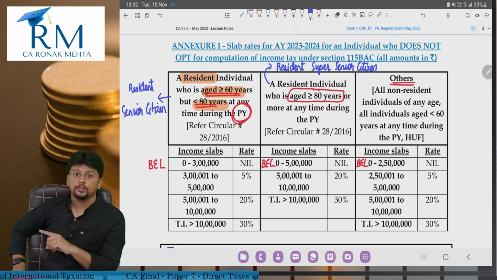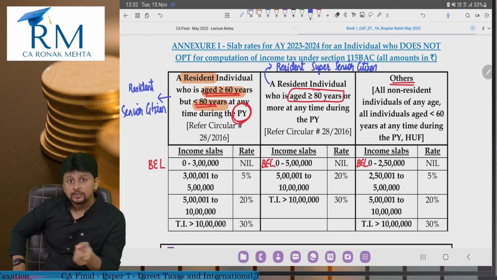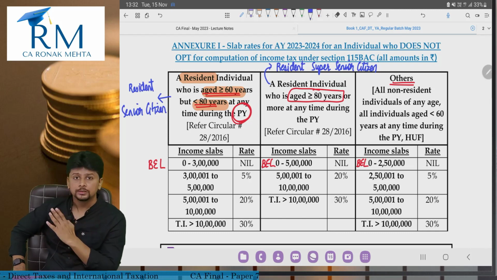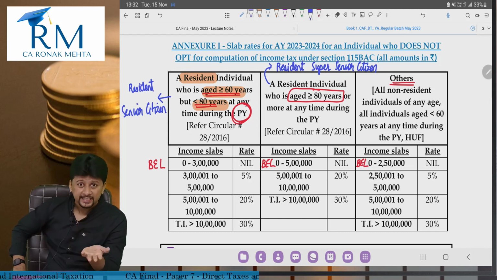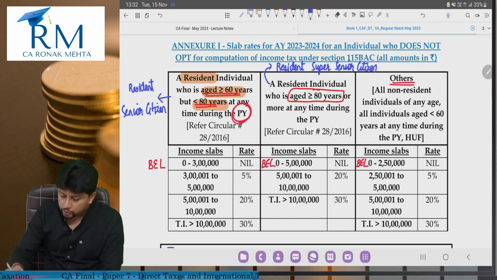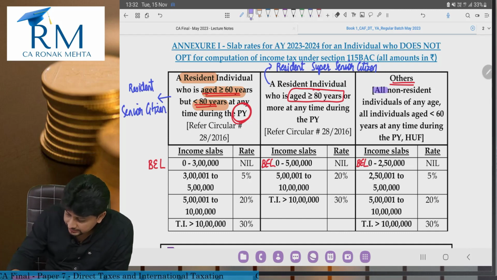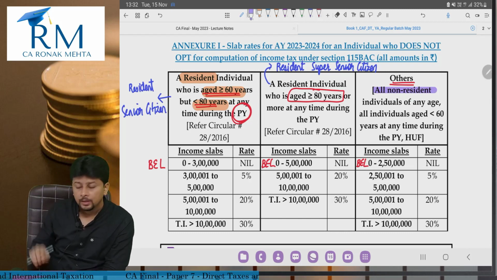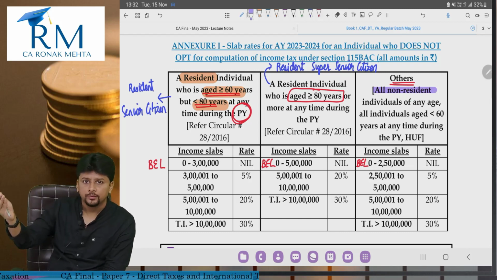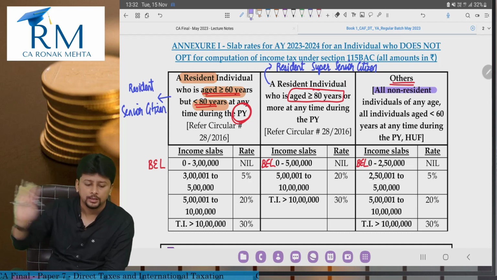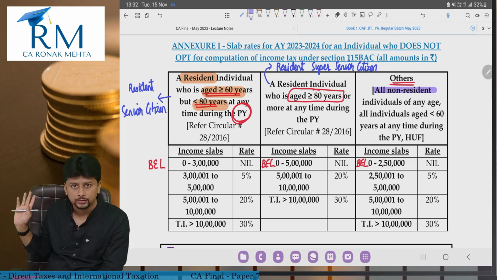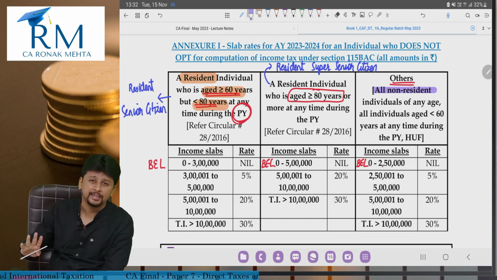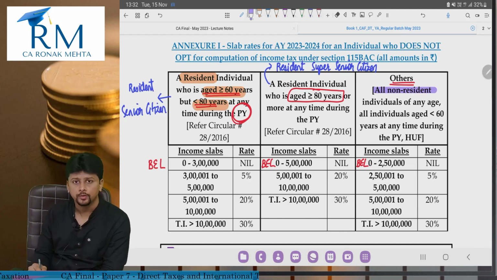83 years and non-resident, 63 years and non-resident, 33 years and non-resident: others. 33 years and resident, still fall in others. So all my non-residents, whatever be my age, are covered in the others category. 60 or above, 80 or above, below 60 but you are a non-resident: others category, basic exemption limit of 2,50,000. If you are a resident but below 60, then also you fall in the others category. These are your slab rates.